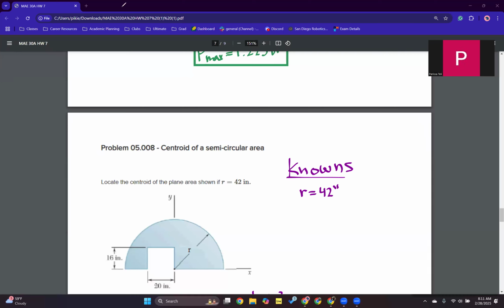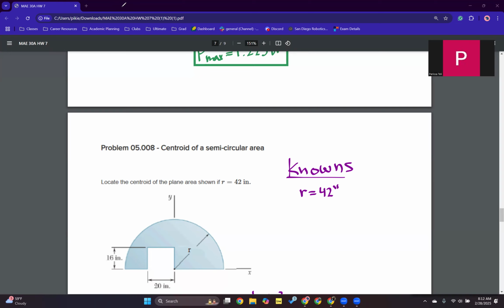Hello, this is a review of homework 7, problem 3. This is problem 5.008, centroid of a semicircular area. Locate the centroid of the plane area shown if r equals 42 inches.